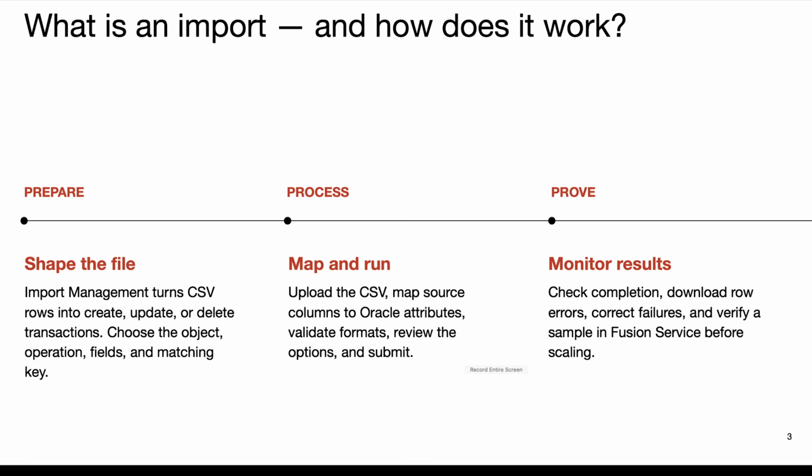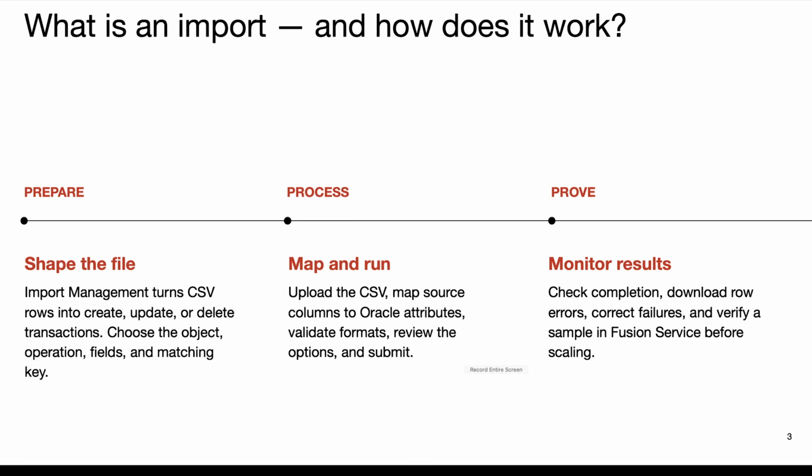In Fusion Service, we have out-of-the-box objects that we can import, and we can also import into custom objects. When we think of our out-of-the-box objects, we can think of service requests, activities, such as tasks and appointments. We can think of even users when we're building them out. So importing is a great tool to have.